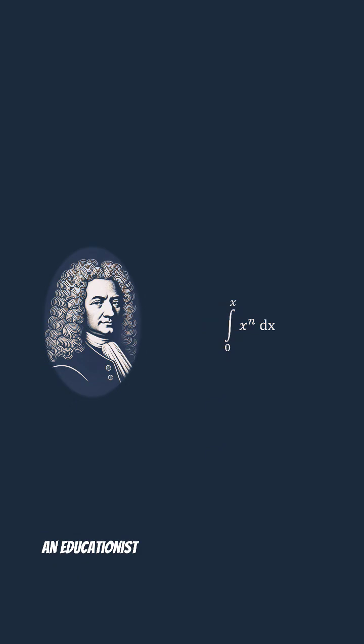To understand the power rule, let's look at a few examples. Start with a simple function, where x is raised to the power of 0. This means the function is just a constant, 1. The area under this flat line, from 0 to x, is simply x. This tells us that the integral of 1 is x.